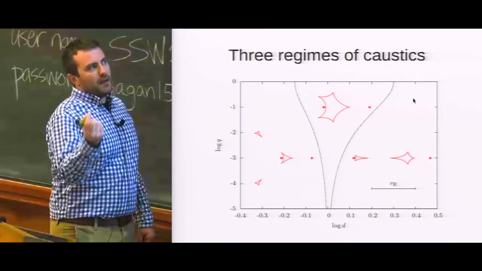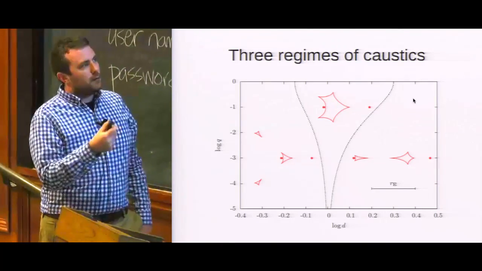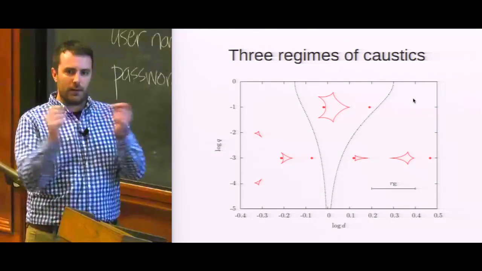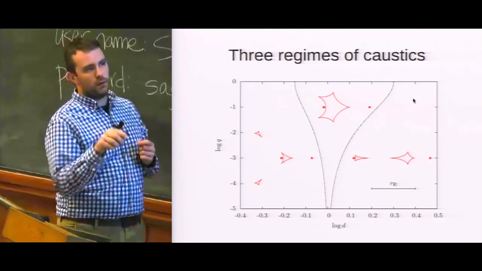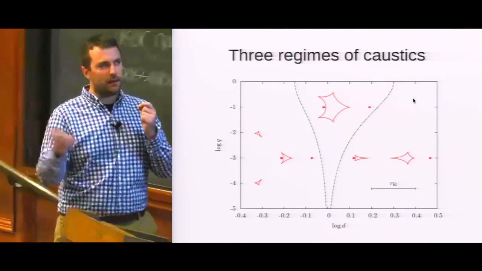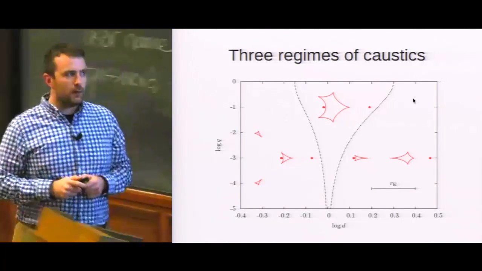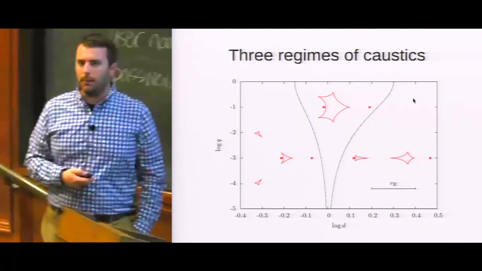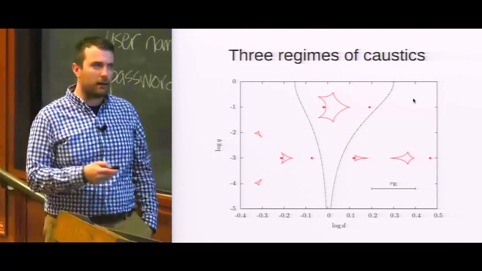But if the planet is within the Einstein radius, then you get three caustics. If it's roughly at the position of the Einstein radius, you get one big caustic. And if the planet is outside the Einstein radius, you get two caustics like this. And it's these properties that set microlensing's sensitivity to planets.